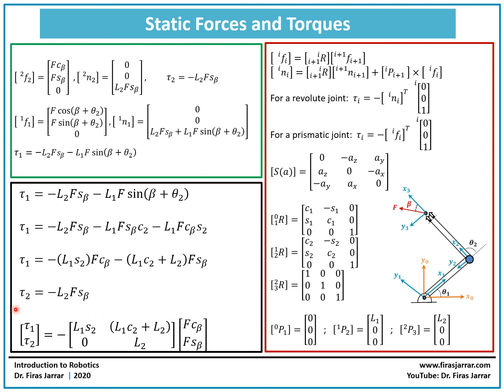So this is another way of writing down the torques at joints 1 and 2. Now we have them in a matrix form. That's it, not much here, just writing it in a more compact way.